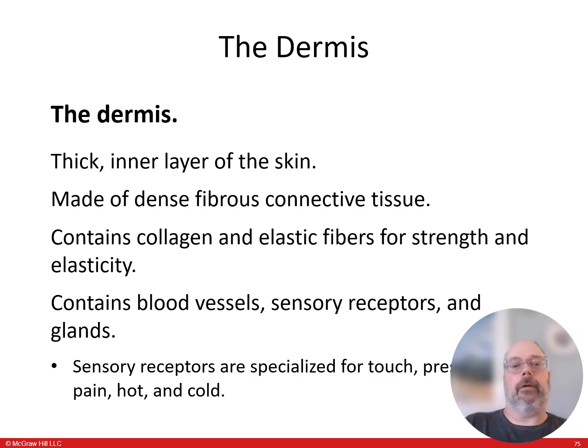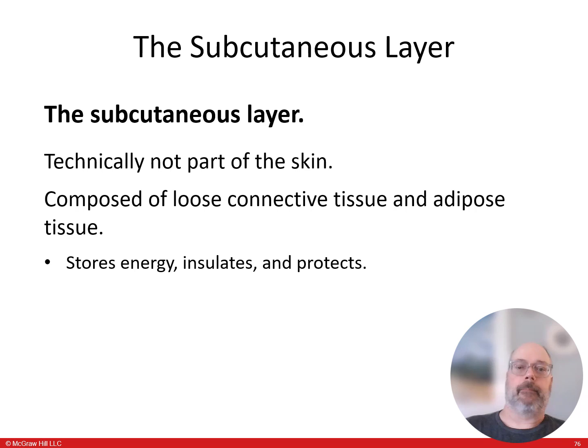All right, the dermis is the thick inner layer of skin made of fibrous connective tissue and contains a lot of collagen and elastic fibers. Subcutaneous layer, technically not part of the skin, but most people include it anyway. Loose connective tissue and adipose tissue, so that's the fat at the bottom of that diagram from a few slides ago. All right, it stores energy, insulates, and protects.